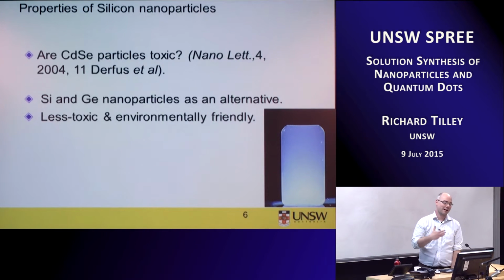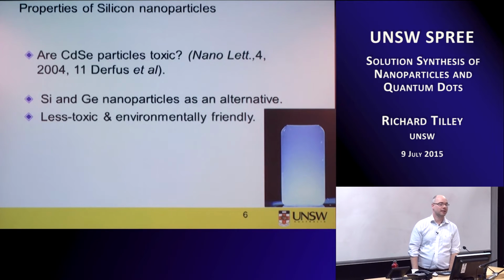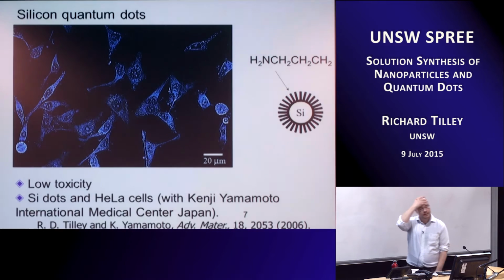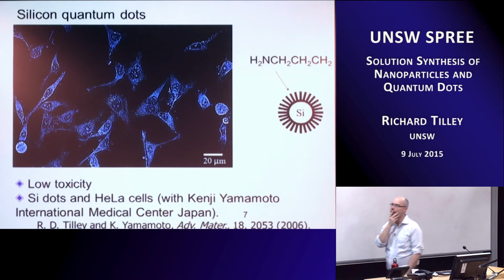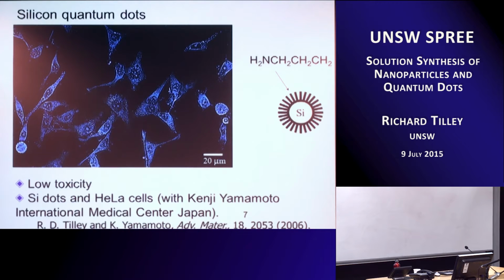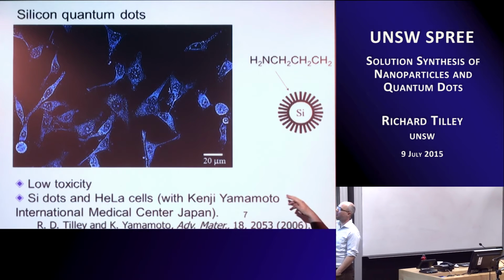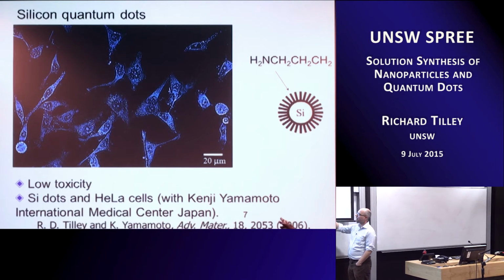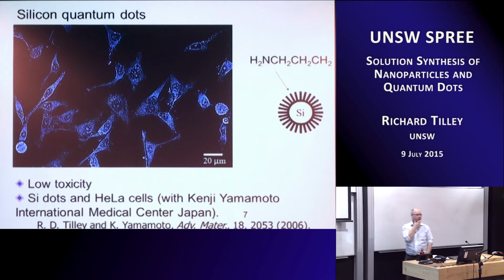After that, we were really interested in trying to make quantum dots and materials which really shouldn't be toxic. So the silicon dots that we first made, this is a picture of some emission from the silicon dots we made. They do have low toxicity. This was in collaboration with Professor Kenji Yamamoto at the International Medical Center of Japan. All of the blue color that you can see from the cells comes from the light emission that we're getting from our silicon dots.